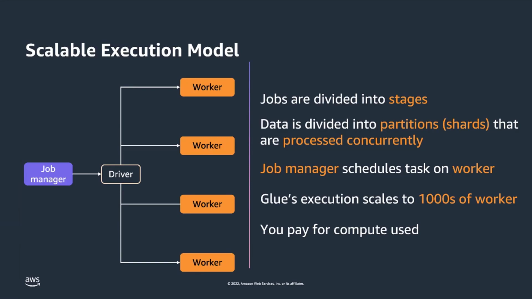And the job manager takes those stages and pairs them with partitions to schedule tasks on a worker or a node of compute. And Glue serverlessly scales to thousands of workers and parallelly executes these tasks on the workers. And of course, you only pay for the compute that's used. Glue announced at re:Invent, and we launched it at the San Francisco Summit, Autoscaling. And so now, in addition to just setting a serverless compute, you check the box, as I showed earlier, and we will only provision the compute you need for any given task.